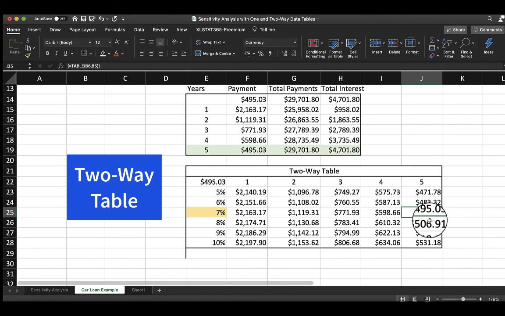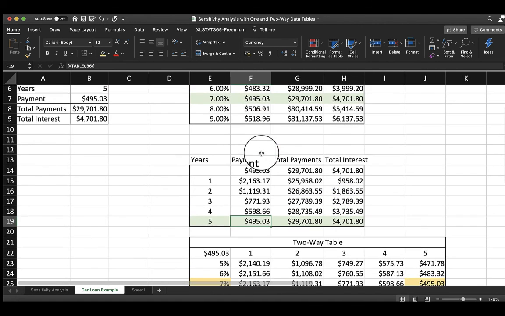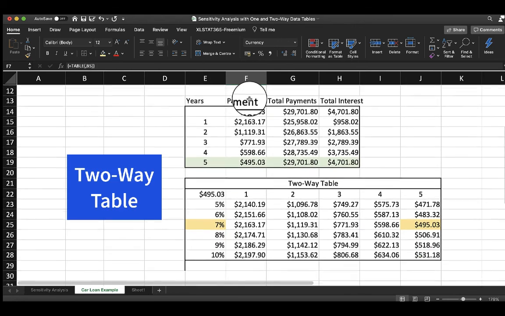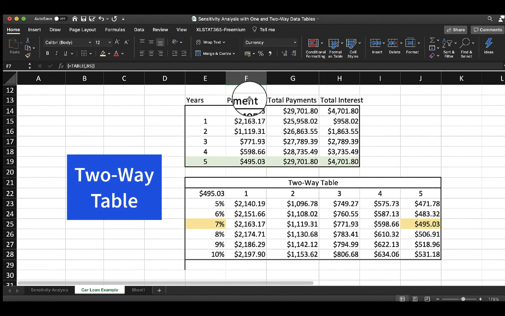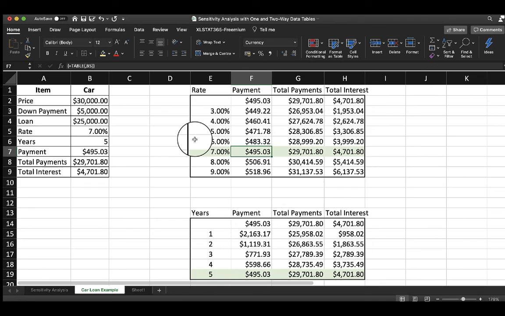For 7% at 5 years, you see the answer. It is all the same as we did here for 5 years, as we did here for 7%. So this is how our two-way table works. This is a good way to verify that the table was correctly set up and the parameters were accurately filled. So that's all about data tables.